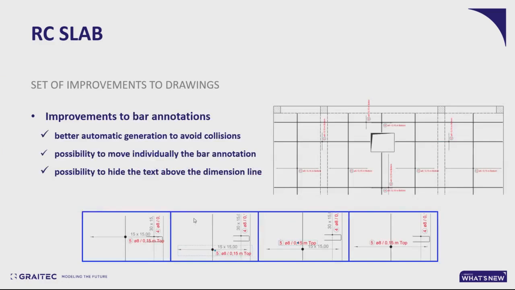The next improvement is again related to the drawings, and mostly about bar annotations. First, the algorithm for automatic placement of descriptions was improved, and you won't see any overlapping or collisions between the bars and the annotations. We can also easily change positions of parts of the bar descriptions. We can separately move the bar mark and the dimension line, as you see here, to have a better drawing.